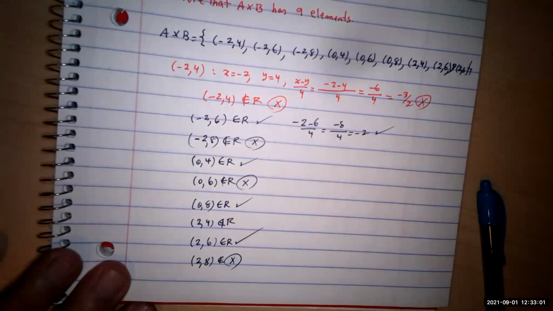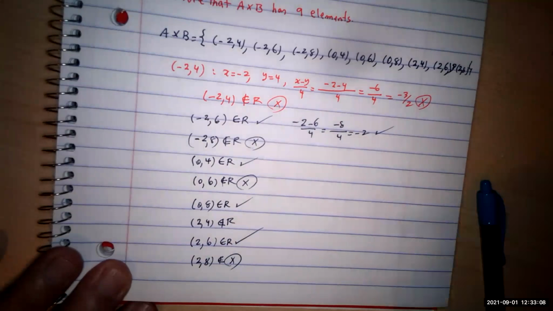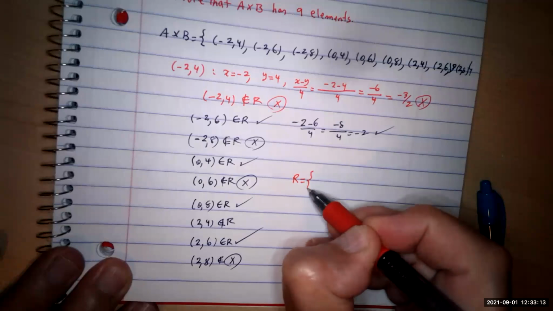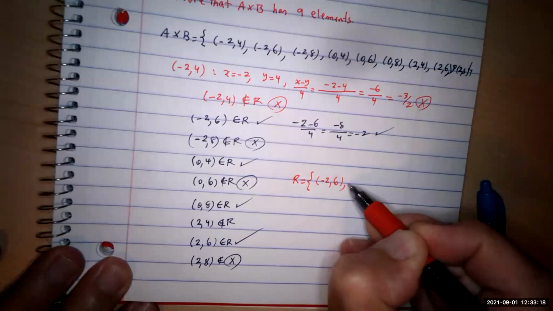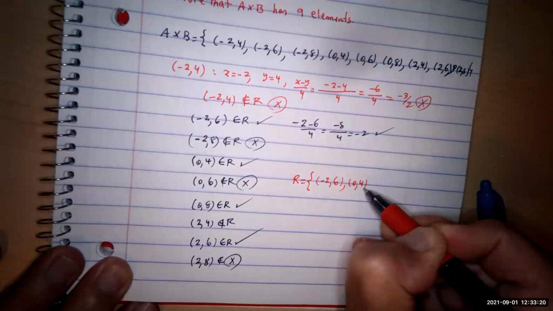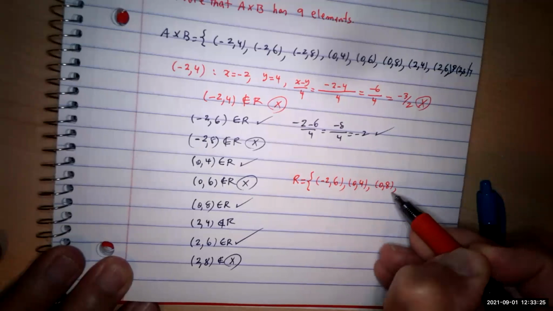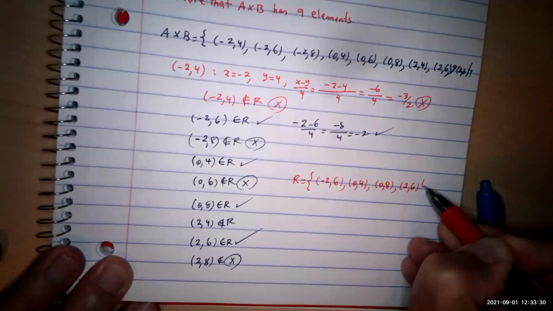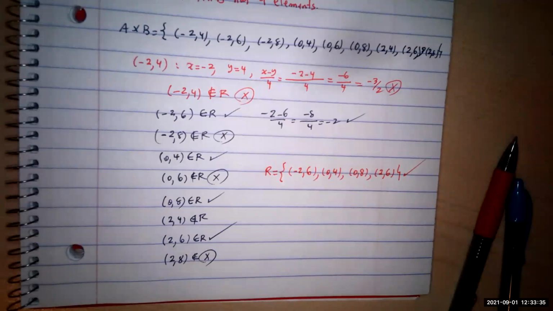So how many members are you going to have? And this is it, 1, 2, 3, 4. So this is R. R is going to be: we get the -2, 6; we get the 0, 4; 0, 8; and you get 2 and 6. So this is going to be your relation. Any question?